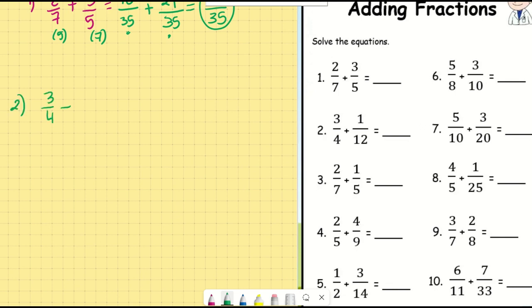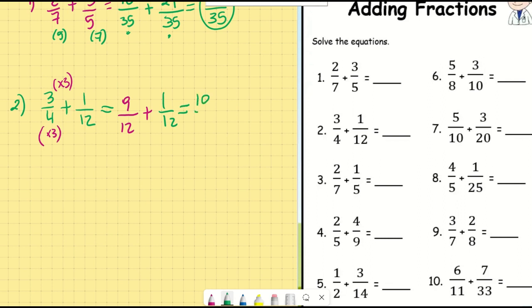3 over 4 plus 1 over 12. Well, this 4 I can actually make 12, because 4 times 3 is 12, so I know that. So if I am multiplying this by 3, then I have to multiply this by 3 too. So 3 times 3 is 9 over 4 times 3 is 12, plus I already have 1 over 12, which is the same.